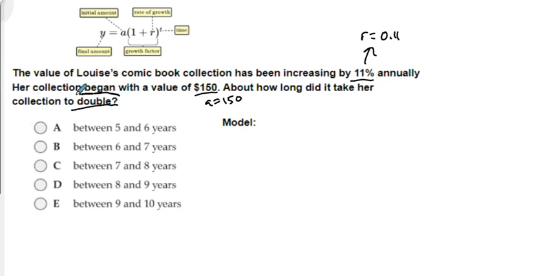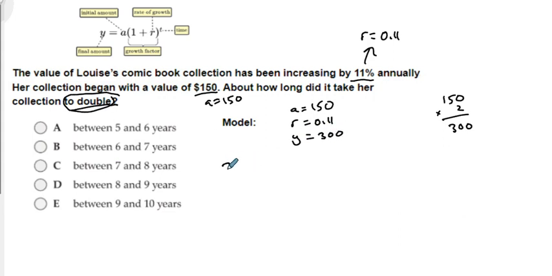And when they ask how long it took her collection to double, I think they're asking how long it took for this 150 to double. If you do 150 times 2, that's what doubling means, you've got 300 bucks. So they're giving us our final amount too, they're giving us Y. A is 150, R is 0.11, and Y is 300.